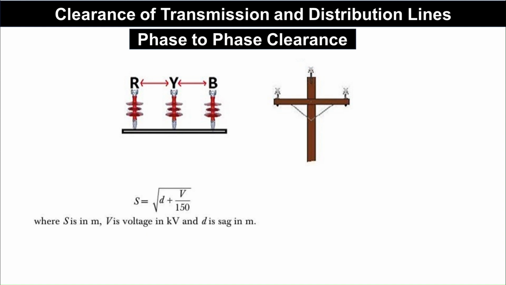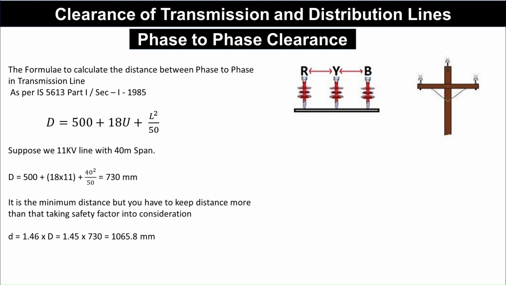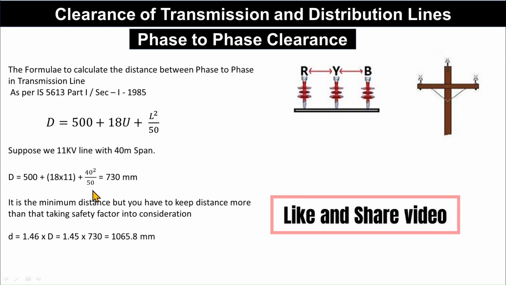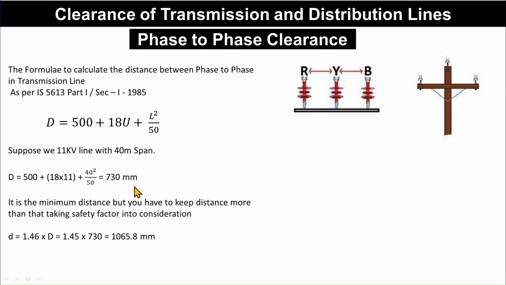Now we will calculate the phase to phase clearance of a 11 kV line with span 40 meters. D is equal to 500, this is from formula, and plus 18 is also a formula, and U is the line to line voltage in kilovolt. For 11 kV the line to line voltage is 11 plus the span is 40 meters, so L is equal to 40 square divided by 50, it is 730 mm. It is the minimum distance, but you have to keep distance more than that, taking safety factor into consideration.